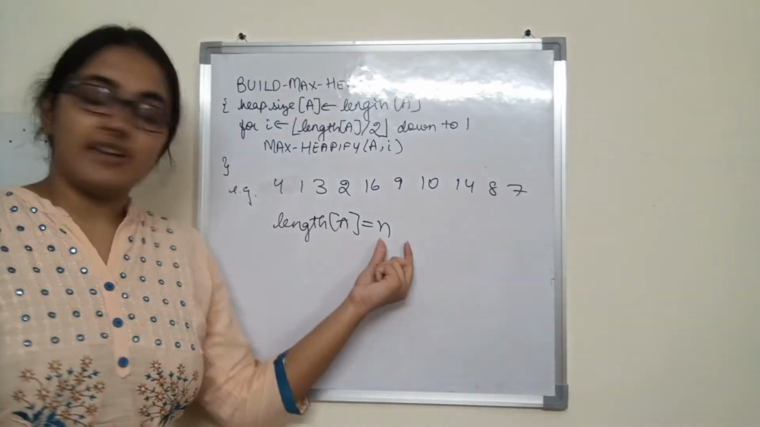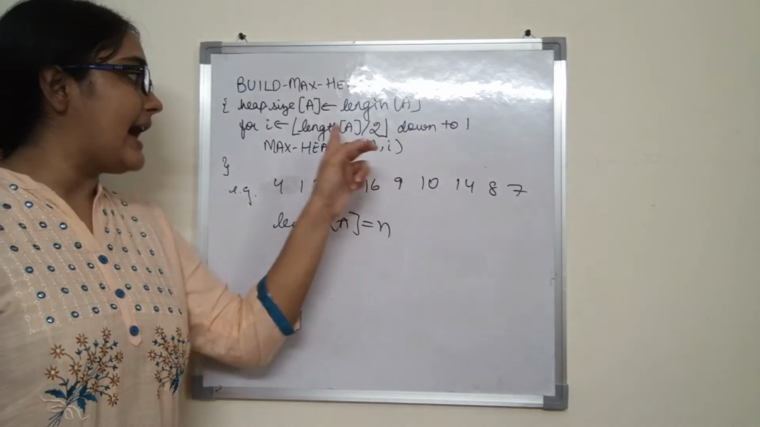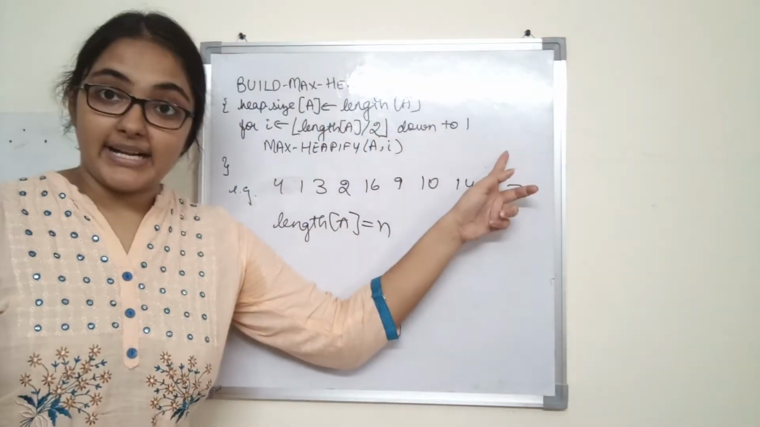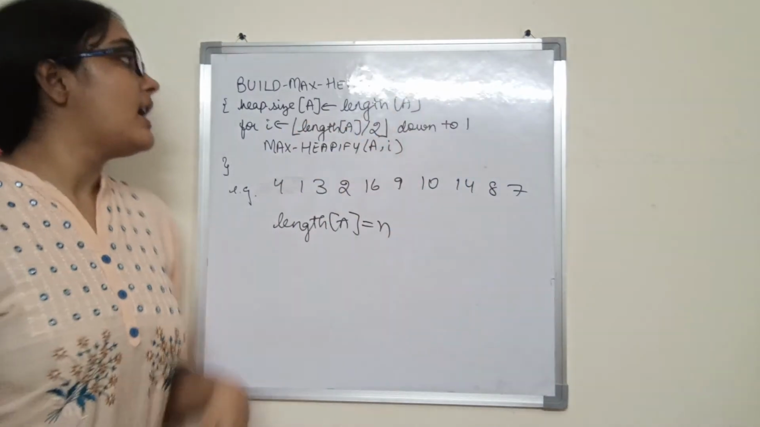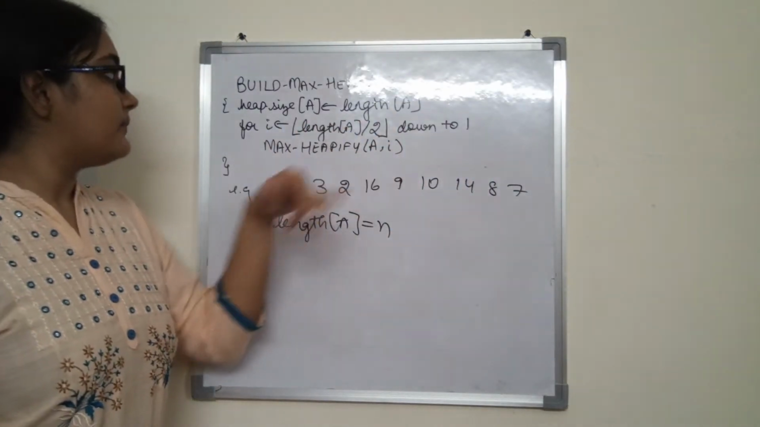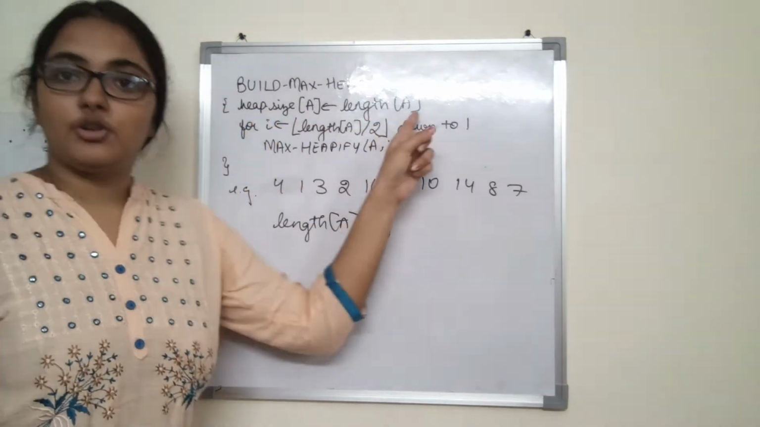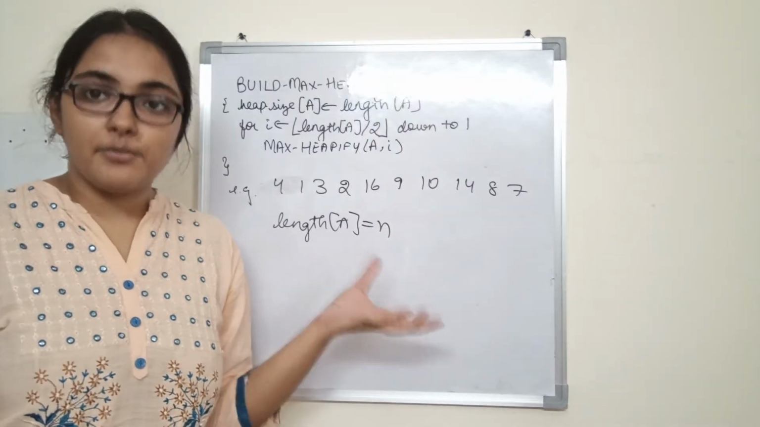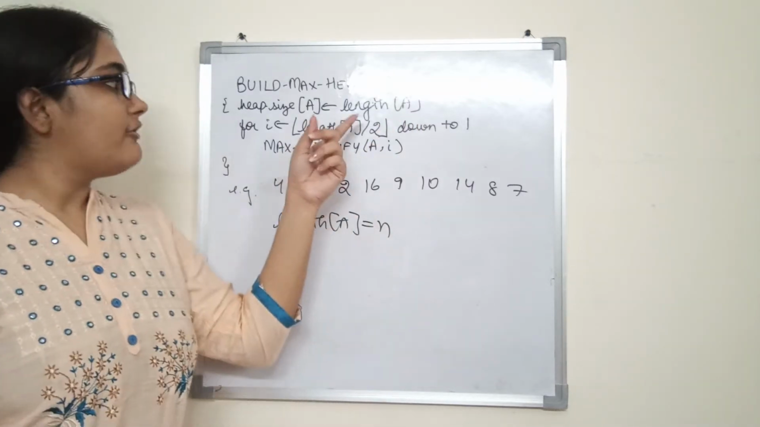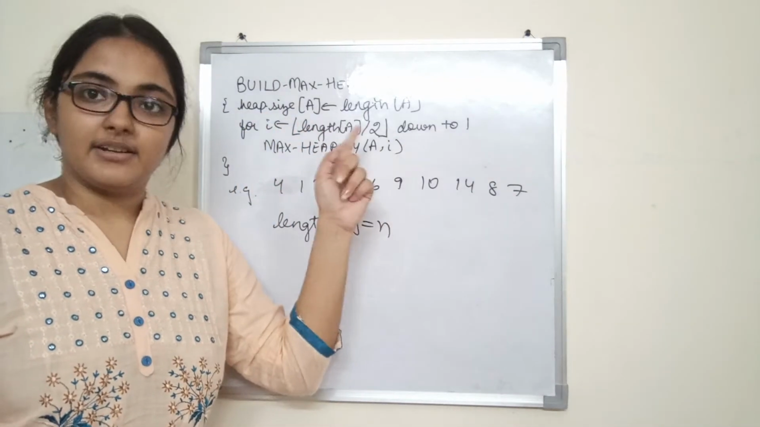Now here length of A is equal to n, alright. So we call max heapify A, I on n by 2 down to 1, that is on non-leaves, right? On internal nodes we call max heapify. So what we did, first step is heap size of A is equal to length of A. Why? What is the length of A? N, the number of elements present in the array. Now we are converting all of them into heaps, so heap size should be updated to n, right?